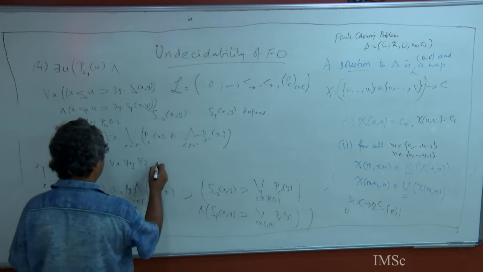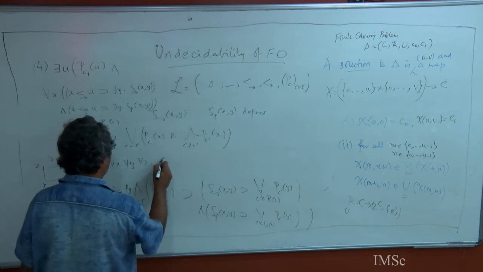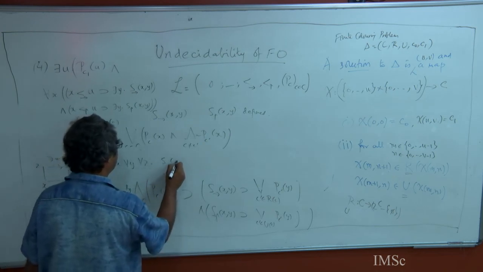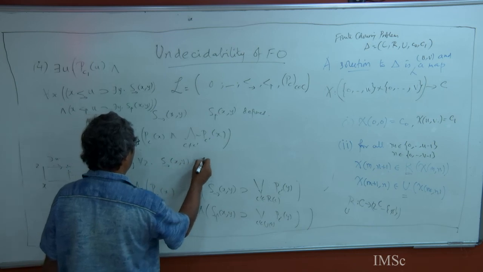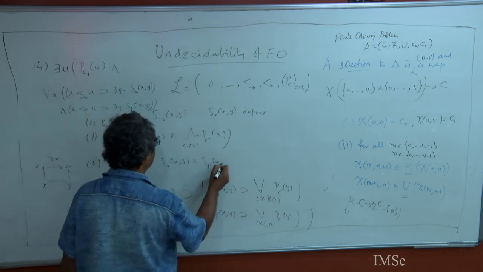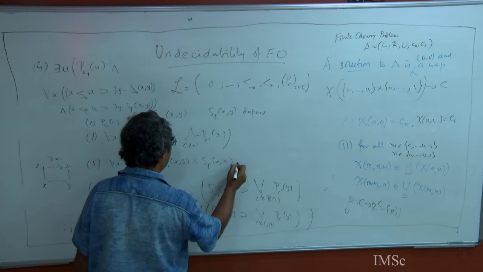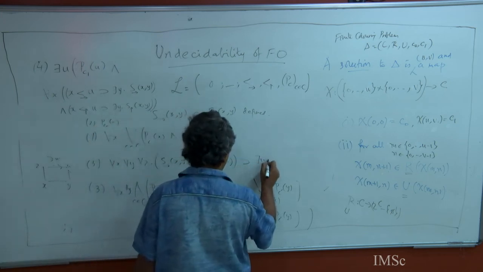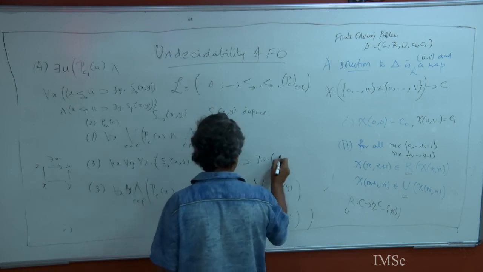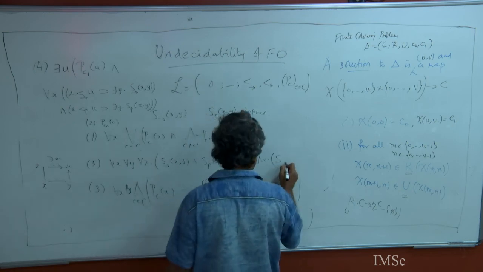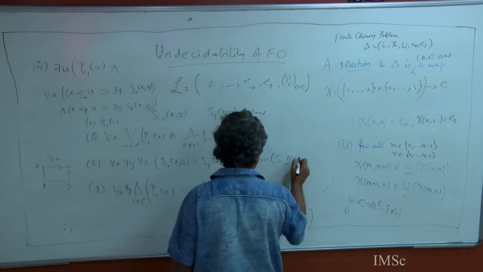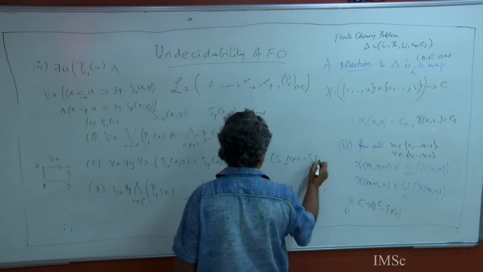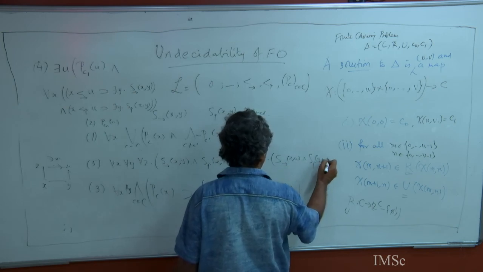So this is: right successor of x is y, and up successor of x is z, implies there exists w such that right successor of z is w and up successor of y is w.